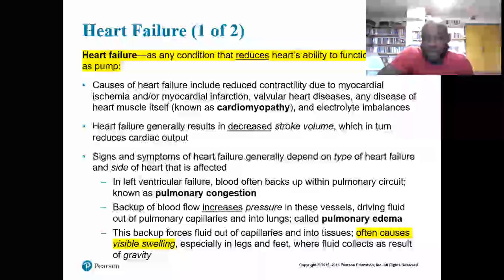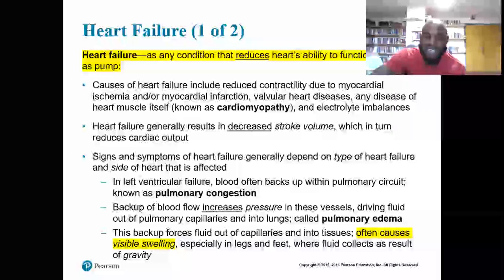Symptoms of heart failure: pulmonary congestion, where blood backs up in the pulmonary circuit. That's not good, obviously. The blood flow increases pressure in these vessels. You have swelling or fluid in your lungs. You don't want fluid in your lungs. Pulmonary edema forces fluid out of the capillaries into the tissues.